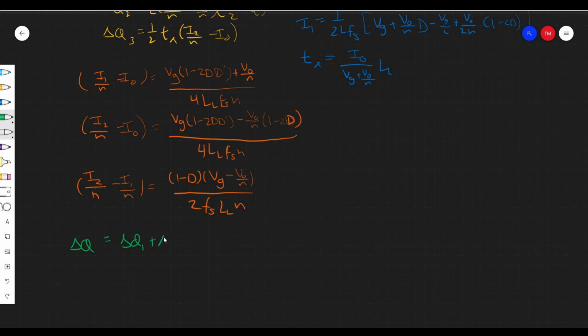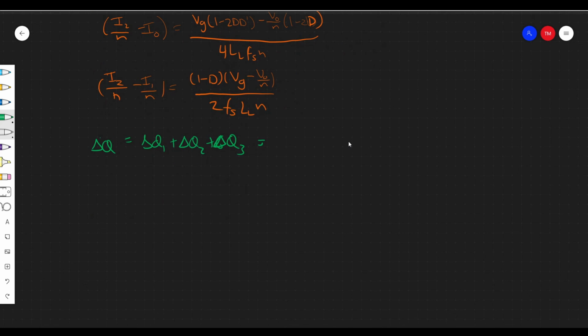Delta Q is simply delta Q1 plus delta Q2 plus delta Q3. And again, I'm just writing it out because going through every single step would be torture. What we have is that delta Q is equal to d prime over 8L times Fs squared over n times Vg (1 minus 2d d prime) plus V out over n. This is the first term from delta Q1, plus d prime squared over 8L times Fs squared over n times Vg minus V out over n.